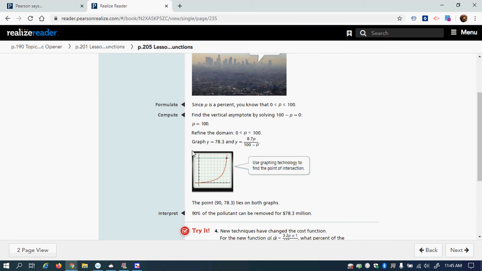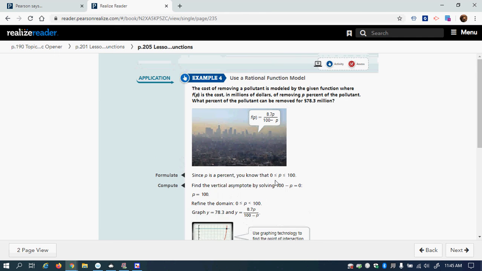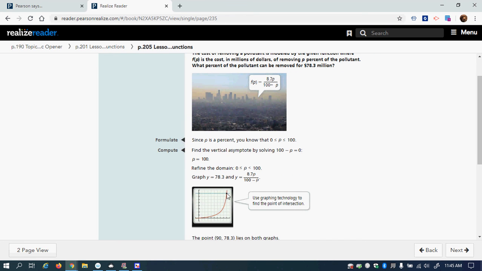So then we would graph y equal to 78.3, and then also y equal to 8.7p over 100 minus p. So that would be my two equations, because the reason why we have y equal to 78.3 is that's our limitation. We can't go any higher than that. So that's what this first line is.